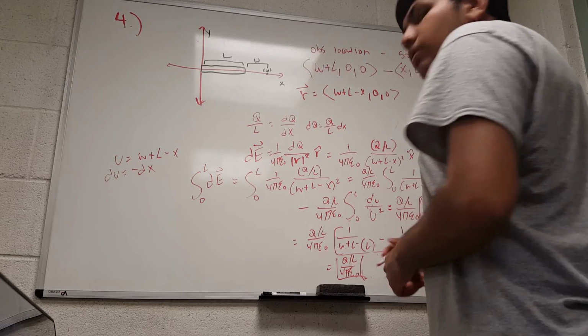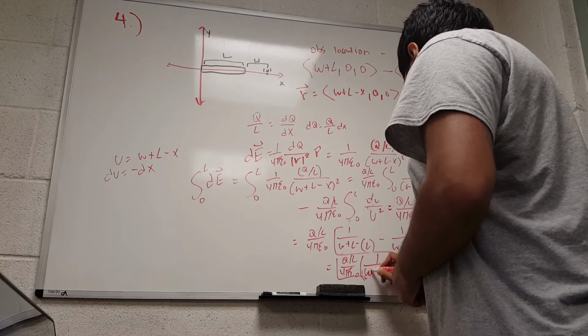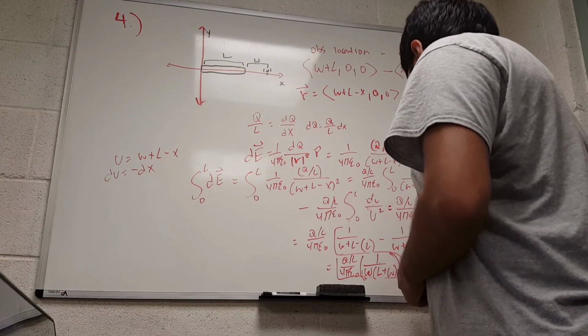actually I messed that up. If you use the common denominator, you get that it's 1 over W times L plus W. And you have your solution.